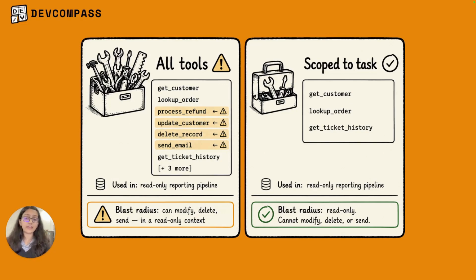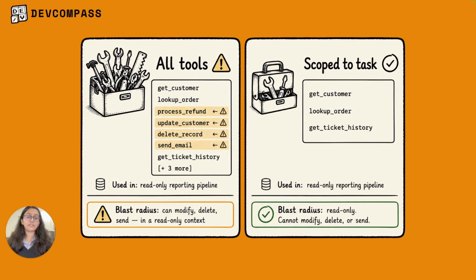On the right side is a scoped toolkit. 3 tools: get customer, lookup order, get ticket history, all read only, because this is all the reporting pipeline actually needs. The agent cannot process a refund even if Claude somehow decides it should. We don't know how, but it somehow decides that it should. So the blast radius here is read only.